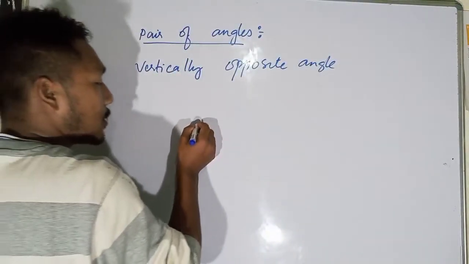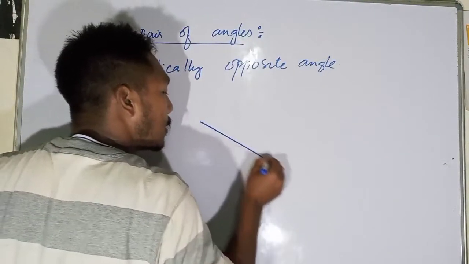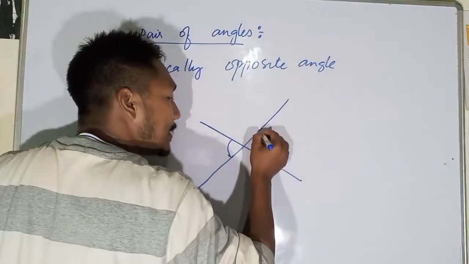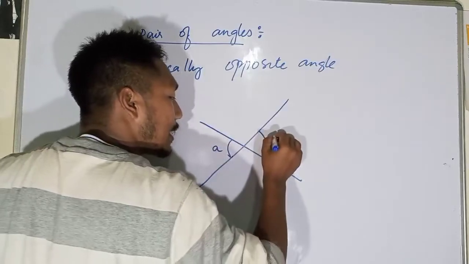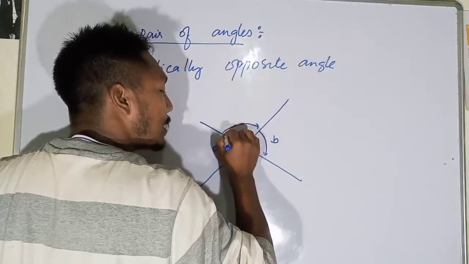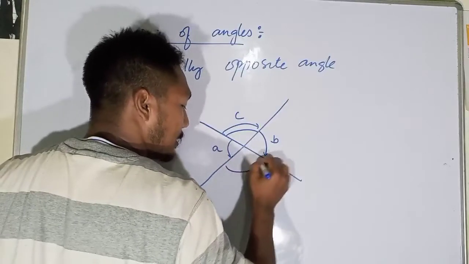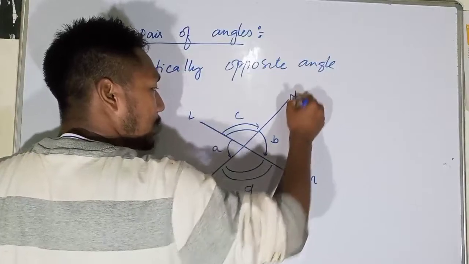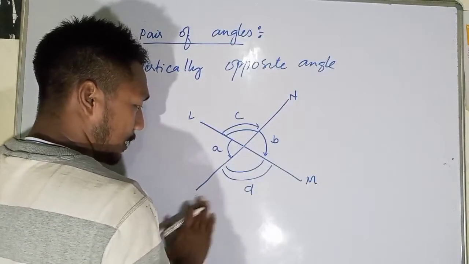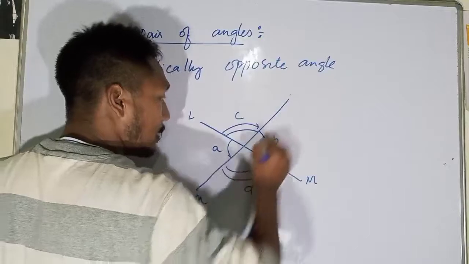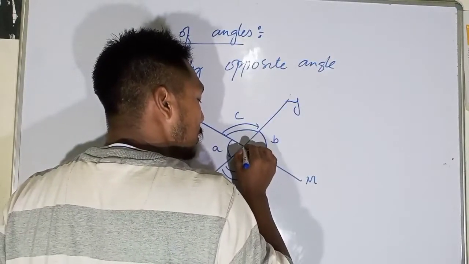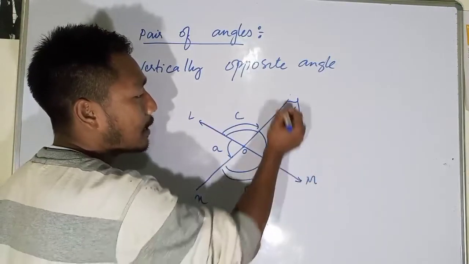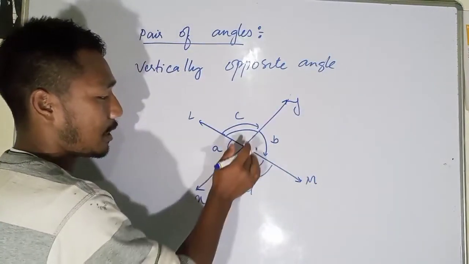Let's say this is your ray, and they intersect each other. These angles are angle A and angle B, and these are another pair, angle C and angle D. Let's say this is LM and this is XY, and the point where they intersect is O. So LM and XY are intersecting each other at point O.